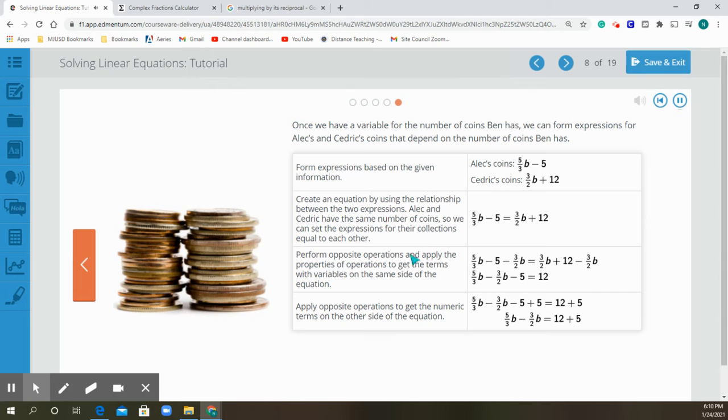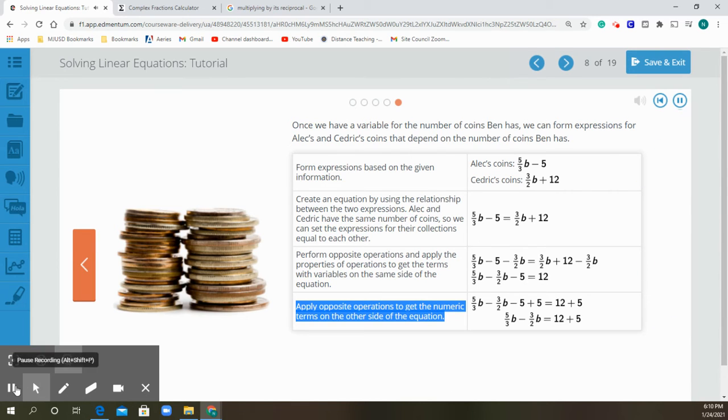Apply opposite operations to get the numeric terms on the other side of the equation. 5/3 B minus 3/2 B minus 5 plus 5 equals 12 plus 5. 5/3 B minus 3/2 B equals 12 plus 5.